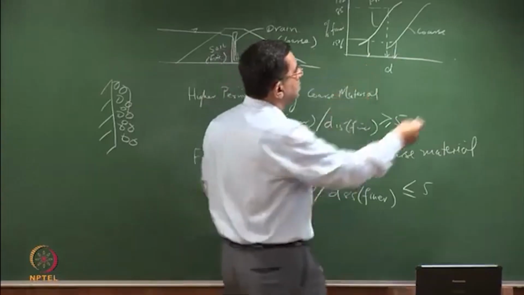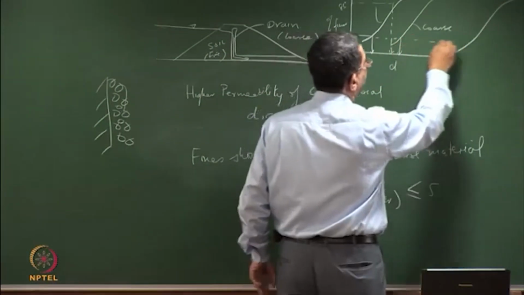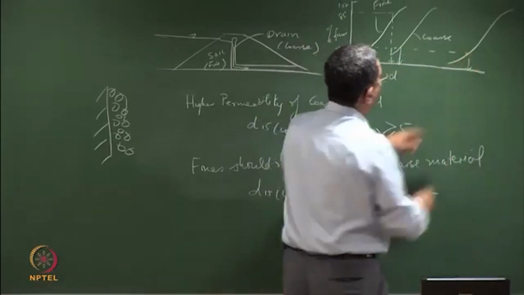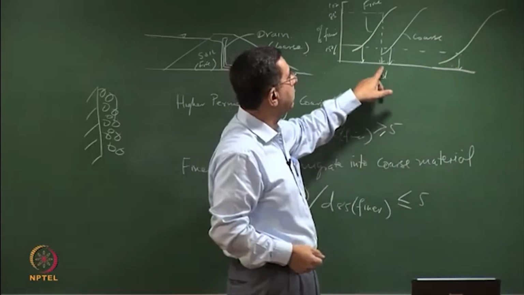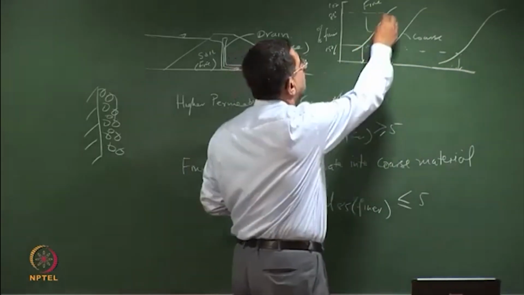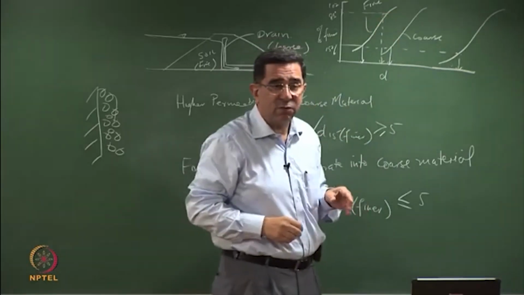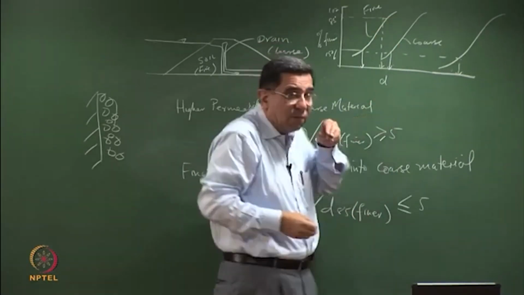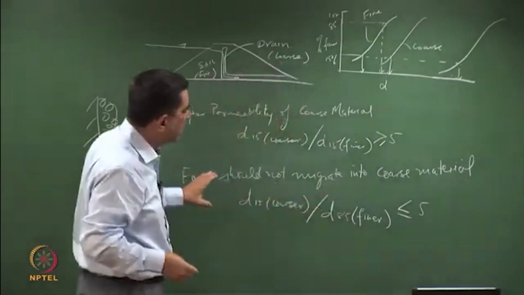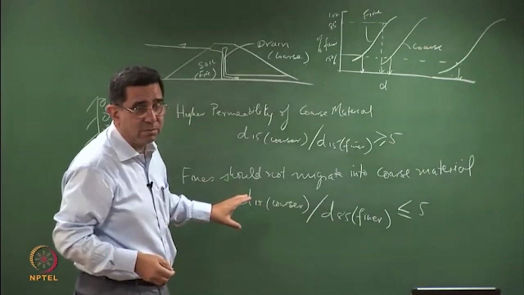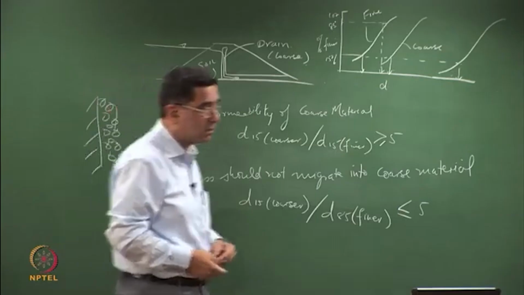If by chance the coarser material was here, then what would happen? D15 of the coarser material would be very large compared to the D85 of the finer material. Sorry, this should be here. And that would mean that the fine particles could pass through the voids. So this criteria prevents the migration of the fines.